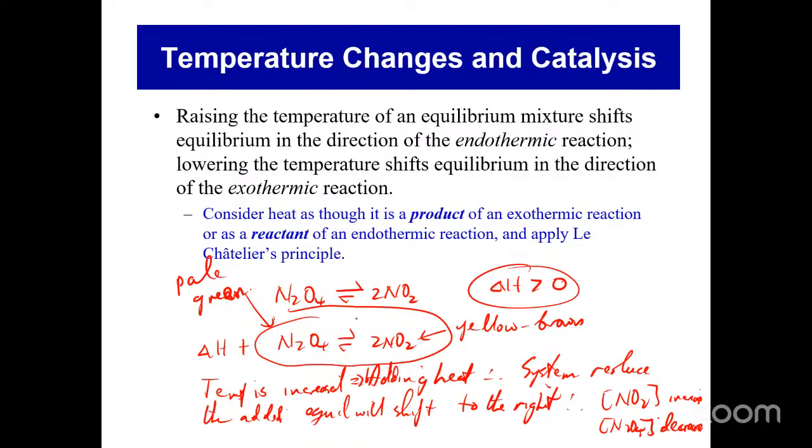And the color change is due to the fact that when you put it in ice water, the equilibrium will shift in this direction, right? And therefore, the mixture will look colorless or less brown. And then when you put it in hot water, the gas will look very brown, which is due to the shift to the other direction to produce NO2, all right? So that's basically how temperature changes will affect the equilibrium position of systems.